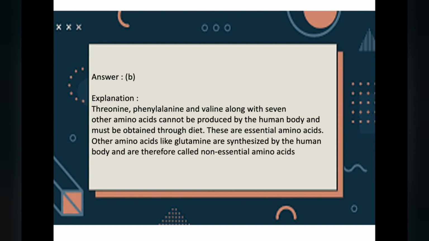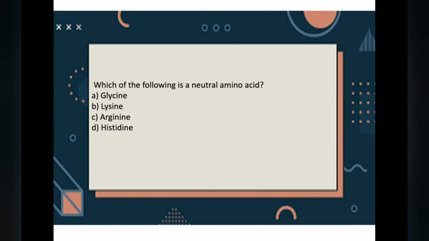Okay. Now moving on to the next question. Which of the following is a neutral amino acid? A is glycine, B is lysine, C is arginine, and D is histidine. So the answer is choice A, which is glycine.